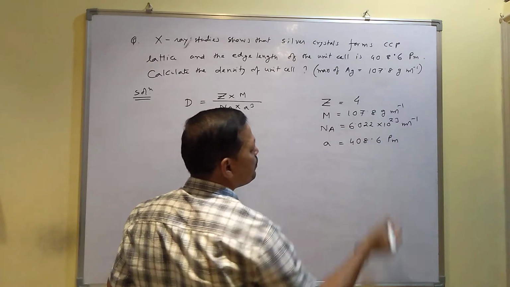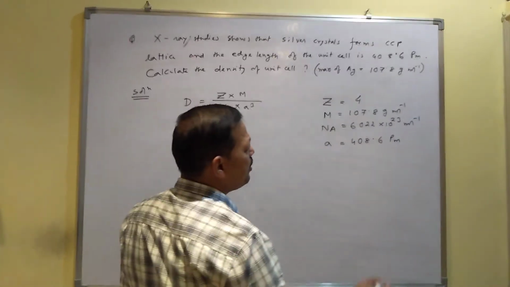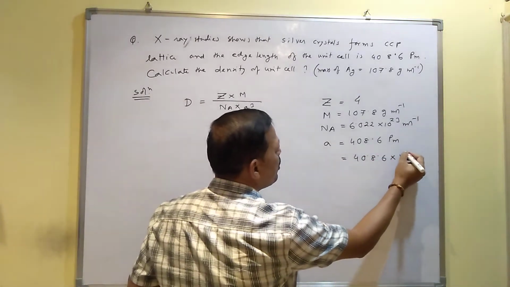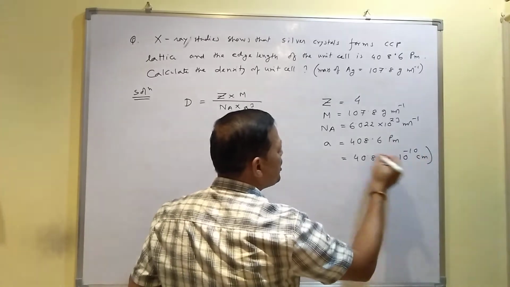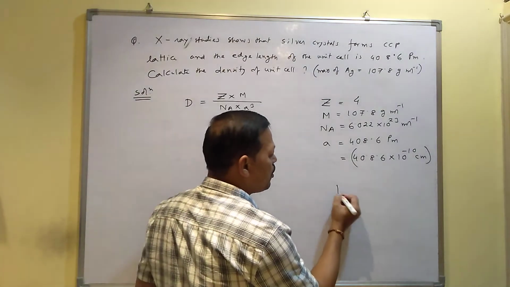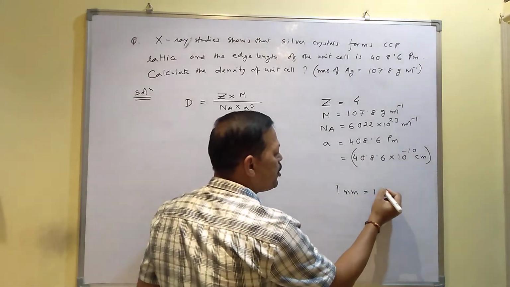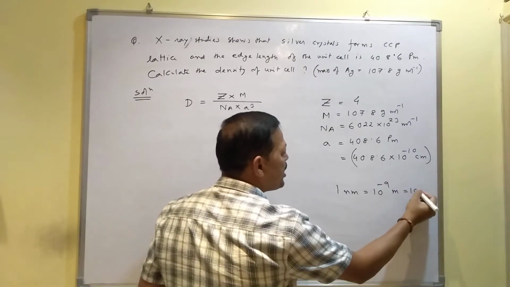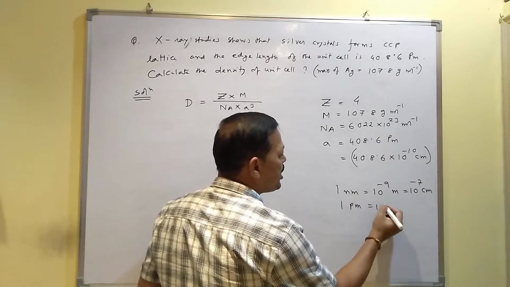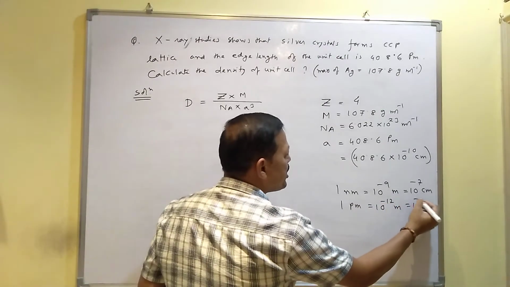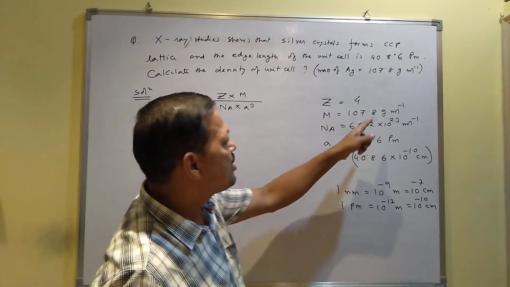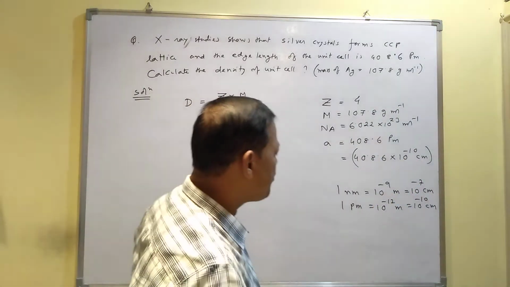408.6 picometer. Since it is given in picometer, you have to convert into centimeter: 408.6 into 10 to the power minus 10 centimeter. Because you have to know the relation: 1 nanometer is equal to 10 to the power minus 9 meter, and in terms of centimeter 10 to the power minus 7 centimeter. Similarly, 1 picometer is equal to 10 to the power minus 12 meter, in terms of centimeter 10 to the power minus 10 centimeter. That's why I have multiplied by 10 to the power minus 10. Since the mass is given in gram, that's why I have converted to centimeter.